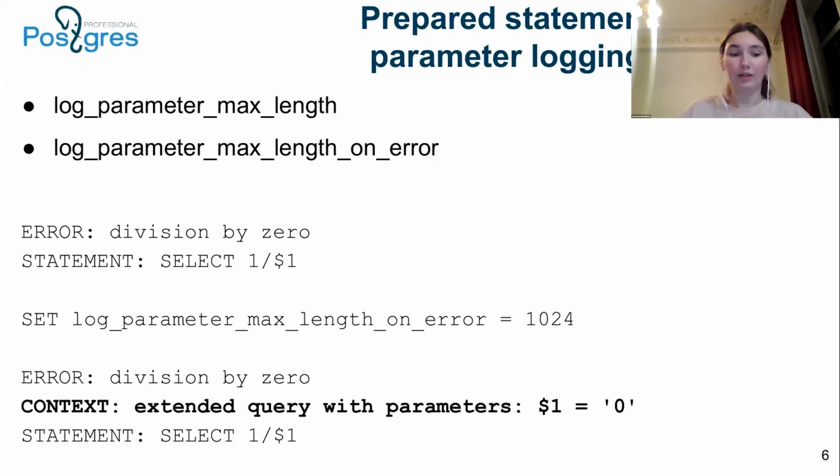Previously, you had no context or information about the parameters of the query, and now you can see it in the log file. Those logging features can also impact performance, so use them carefully.